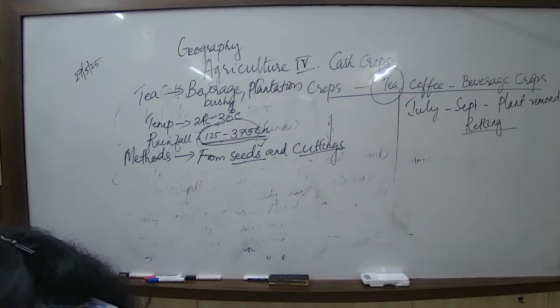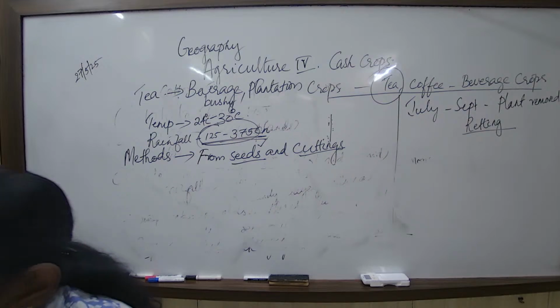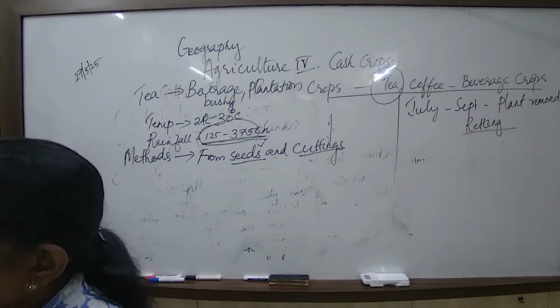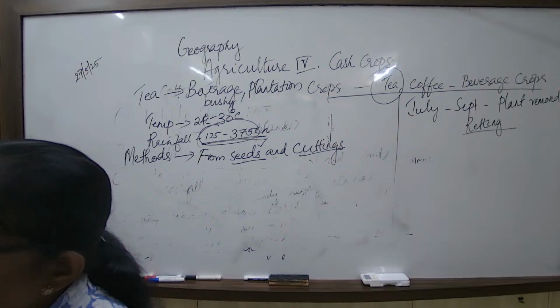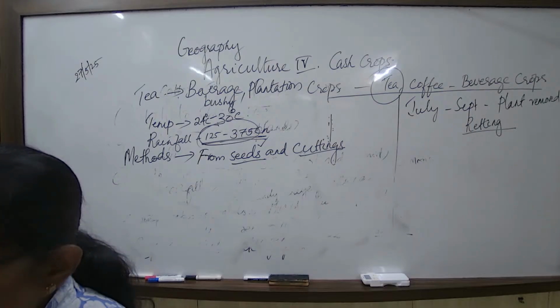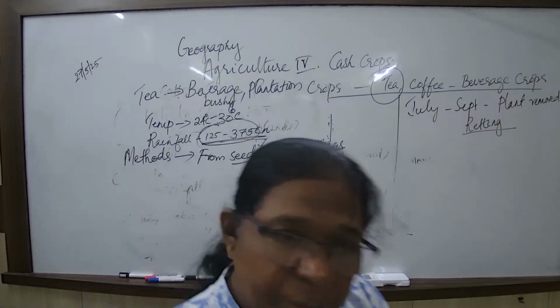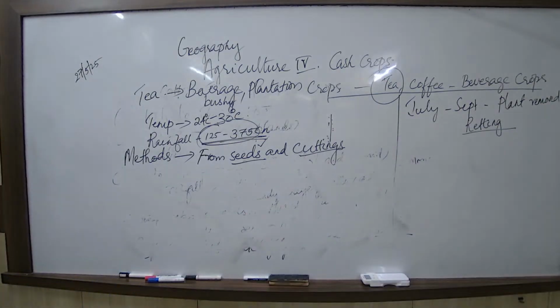Blending. Expert blenders and tea tasters further blend the various grades of tea to give it special aroma and make many proprietary brands. So it comes in the name of Tata, and different brand names. So it is at this blending time only that the different brands become available. Okay.